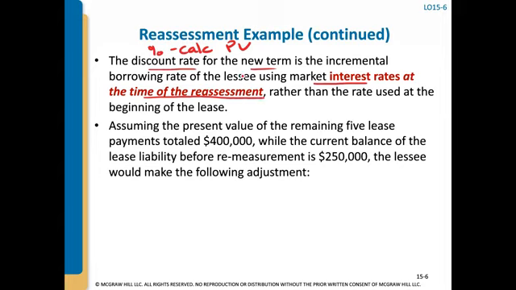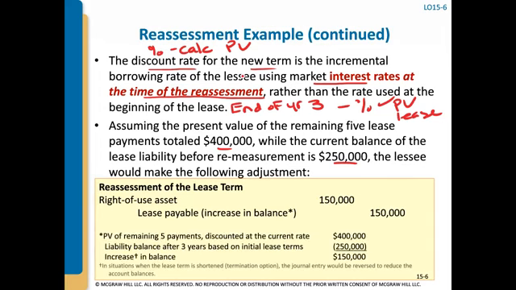So at the end of year 3, in our example, whatever the interest rate is at that time, that's what you're going to use to present value those new lease payments for the next 5 years. Now, assume that the present value of the remaining 5 lease payments totaled $400,000, while the current balance of the lease liability before remeasurement was $250,000.